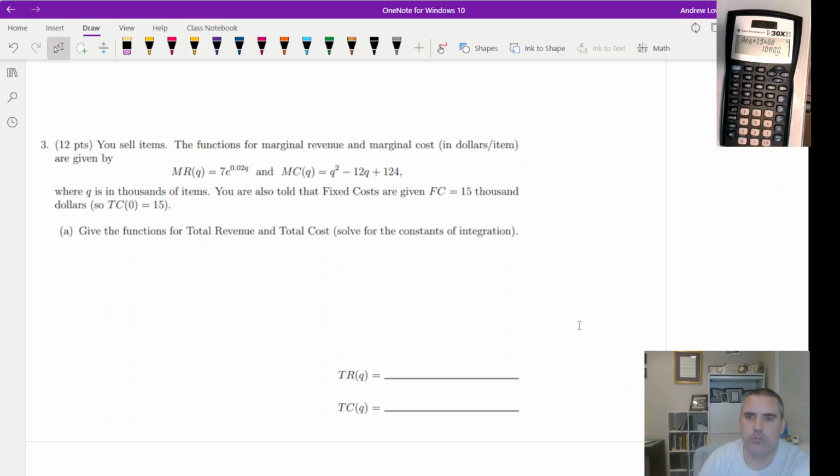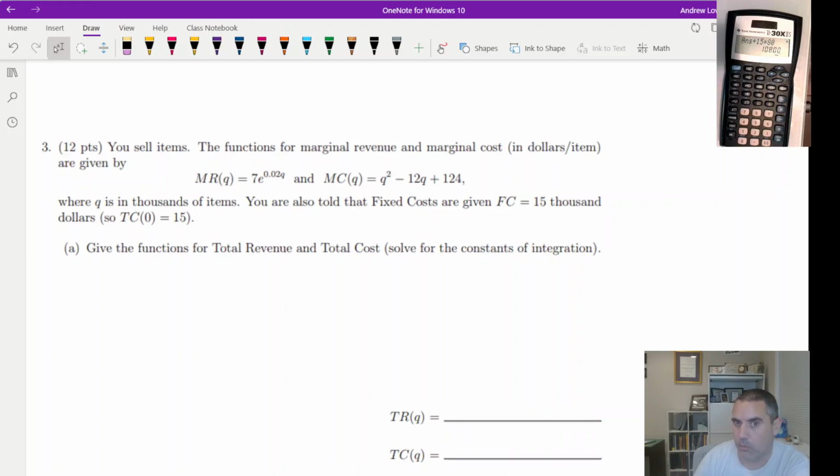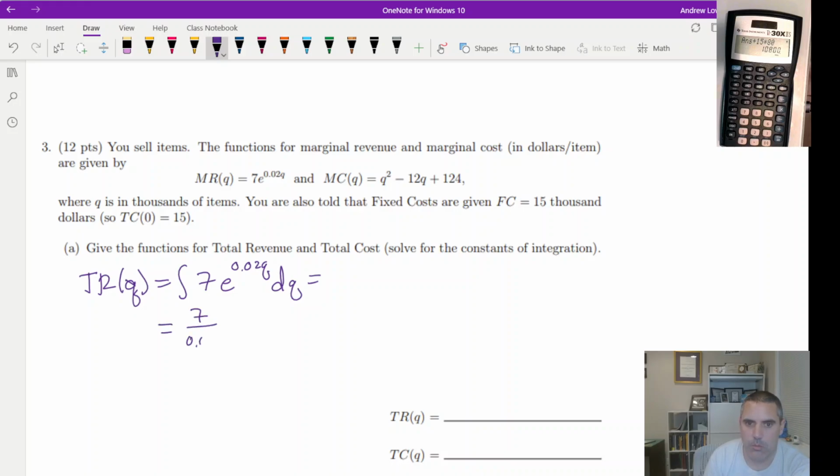So here's one. And since you know I'm doing a business problem, a great thing to study would be the business examples that are like this. So here's this exact thing. So for the total revenue I need to integrate this from 0 to q dq. Let's do it. Let's put it over here. So it's going to be 7 over 0.02 e to the 0.02q plus c. Great.